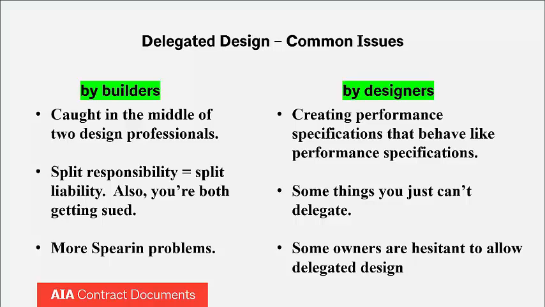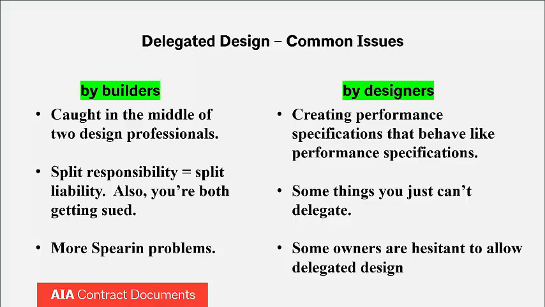And the way the liability issues tend to work themselves out is that if there are any issues or defects with the performance specification itself, then the primary design professional is going to be responsible. Similarly, if you have issues with the integration of the delegated design portion of the work with other adjacent parts of the work, that integration is the responsibility of the primary design professional, and any liability that comes out of it is going to fall on the primary design professional.